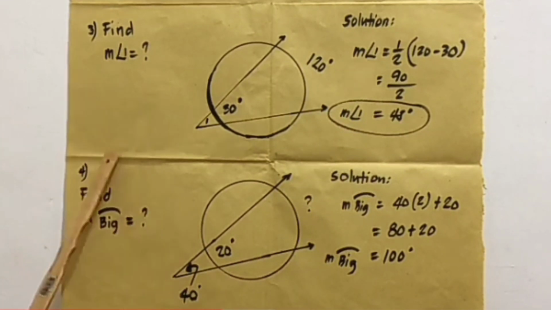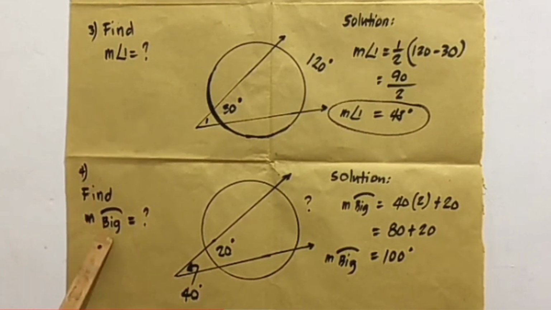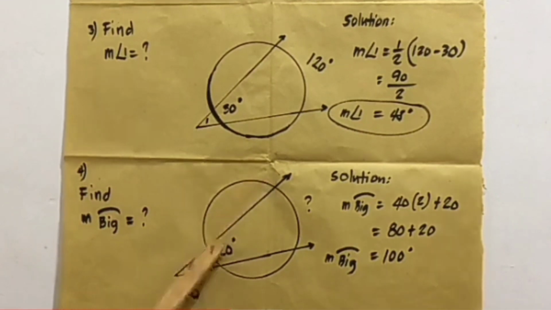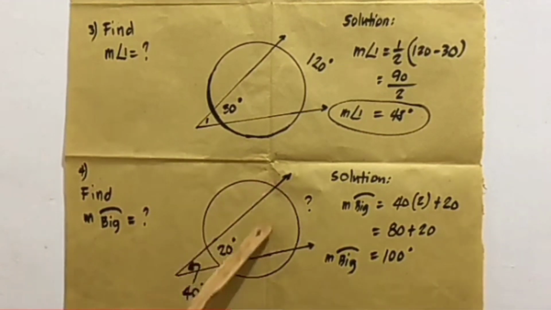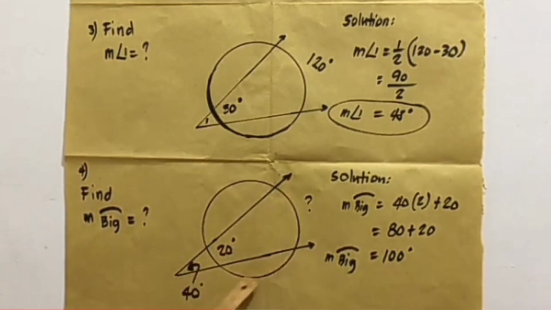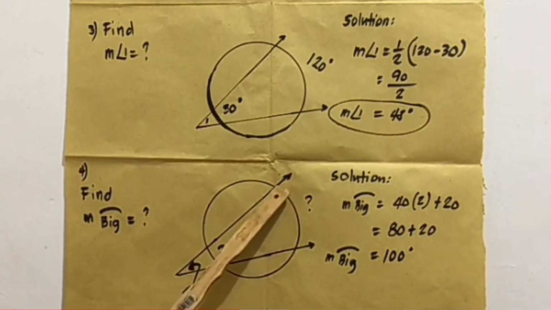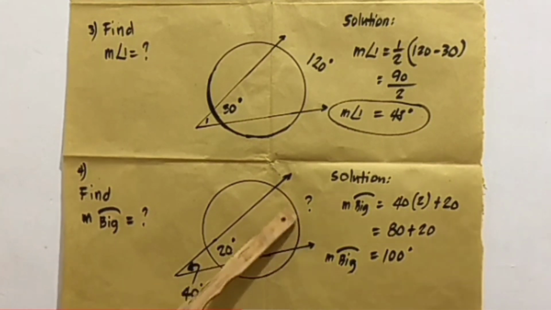Next, number 4, find the measure of the big intersected arc. So in this figure, we have a circle, and two secants intersecting each other outside of the circle. The measure of this angle is 40 degrees, and this small arc here is 20 degrees, and the problem is, what is the measure of the big arc?